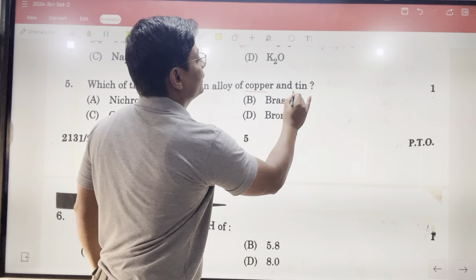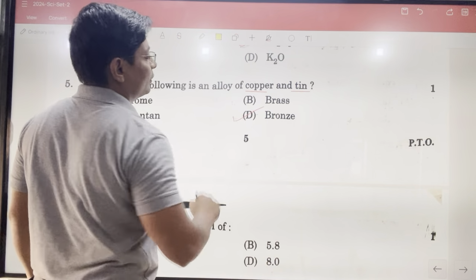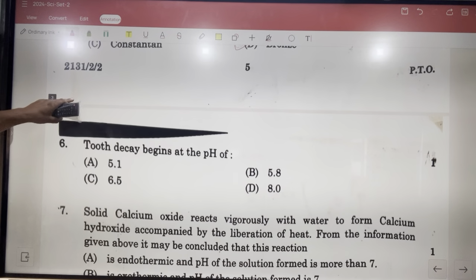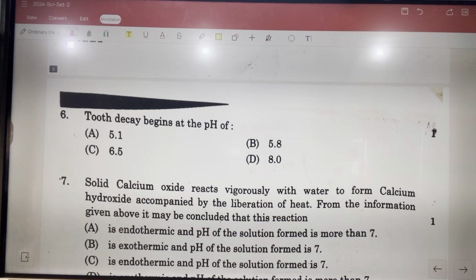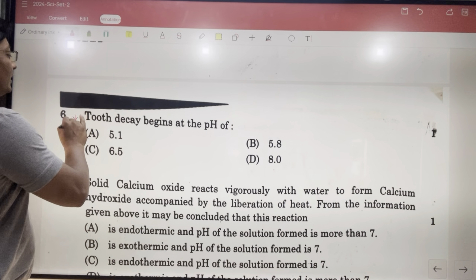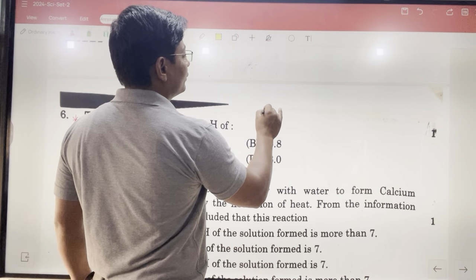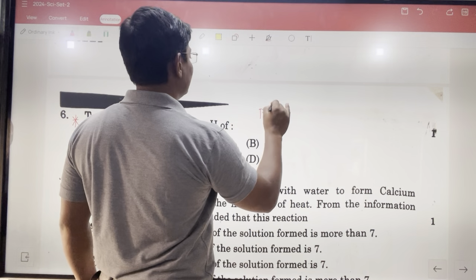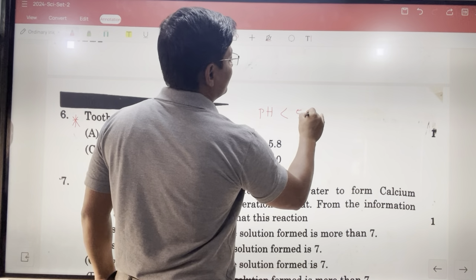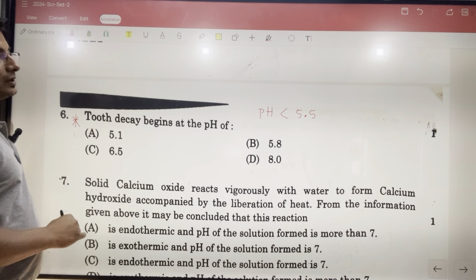So copper and tin together will form the alloy which is called bronze. Okay, so this is also one of the very interesting and important questions in the alloys. Then, tooth decay begins at the pH of... so here this question is particularly a little bit tricky because we know that decay of the tooth occurs when the pH value decreases below 5.5. Okay, so here they have not mentioned that particular value, but they have given some options to select.